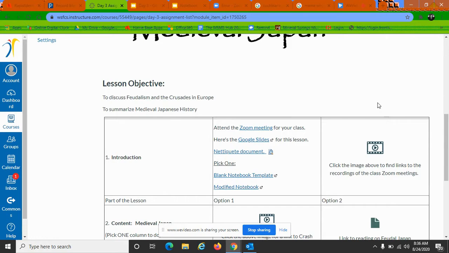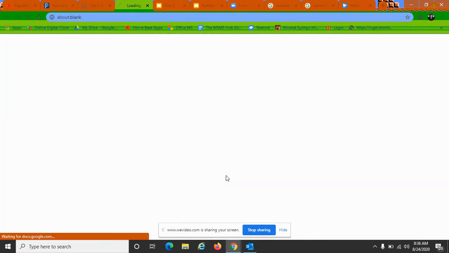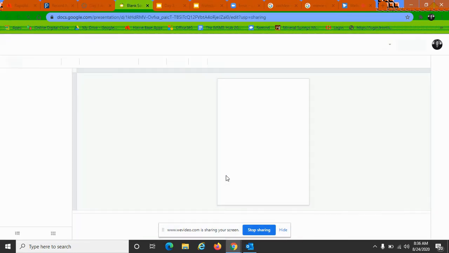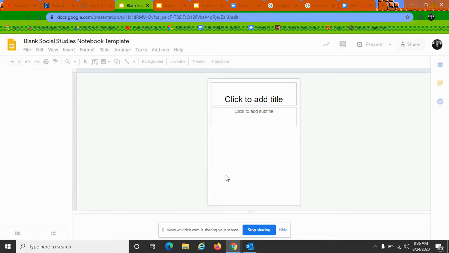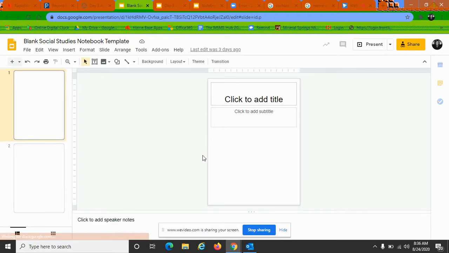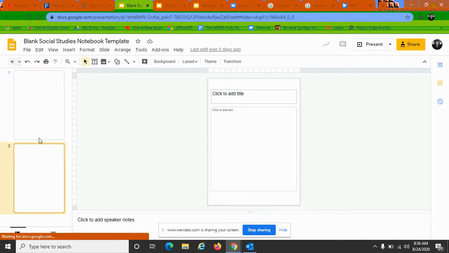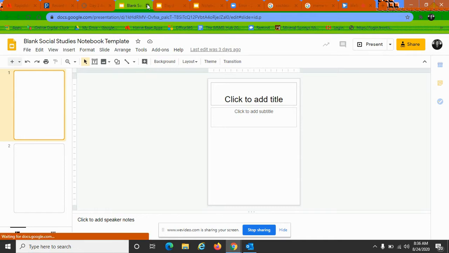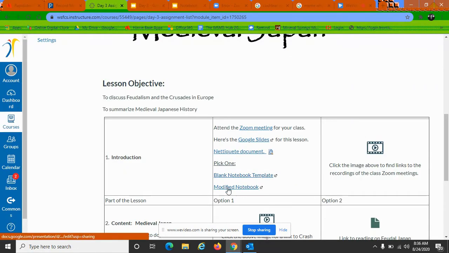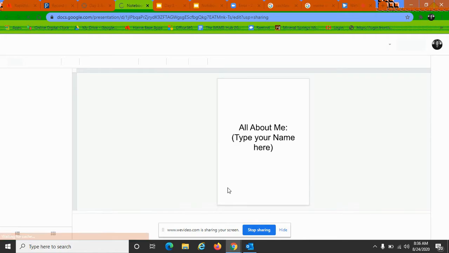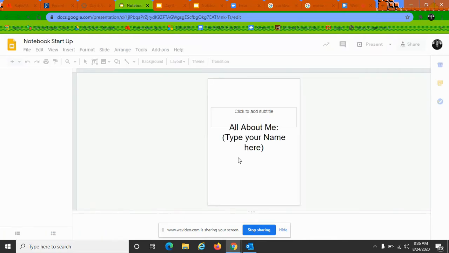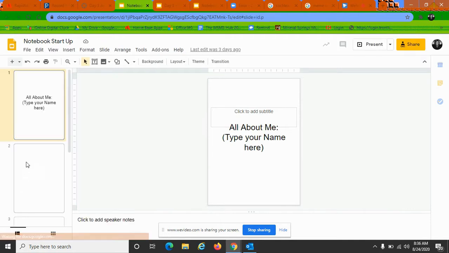To find your notebook template, you can use the blank notebook template, which is just the pages, and I'll show you what that looks like. Like you see, this is just the pages of it. Nothing special, nothing fancy. Or you can go to the modified notebook. And here you'll find page labels for the first 4 pages. This is to kind of help you get set up.